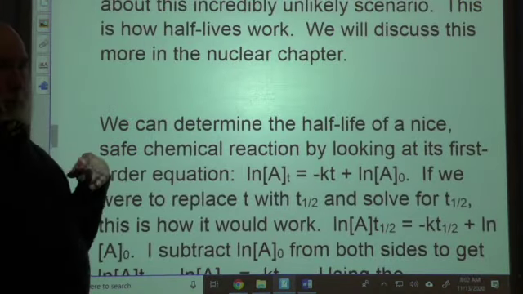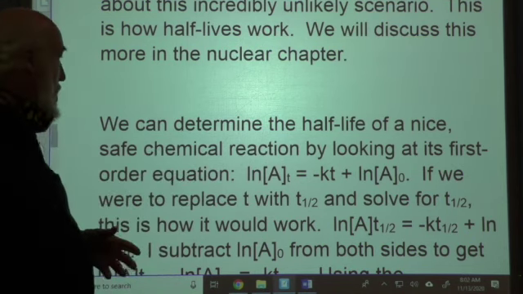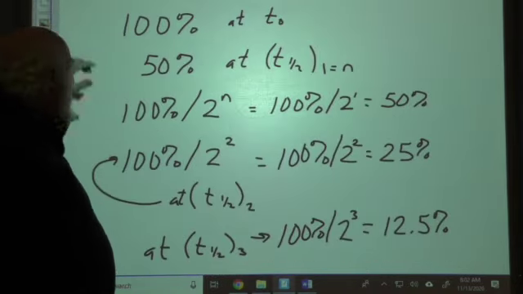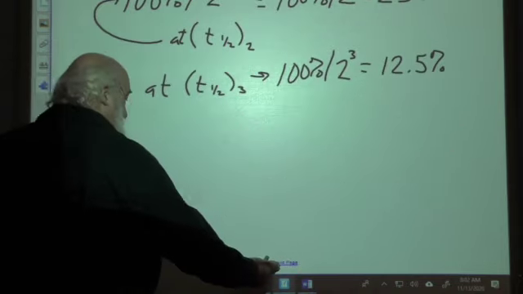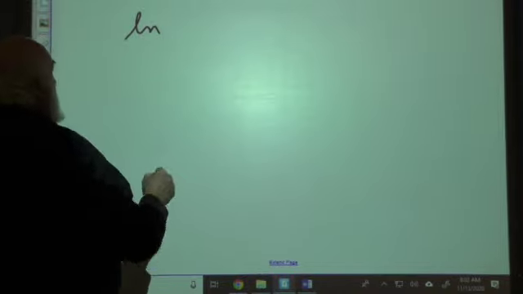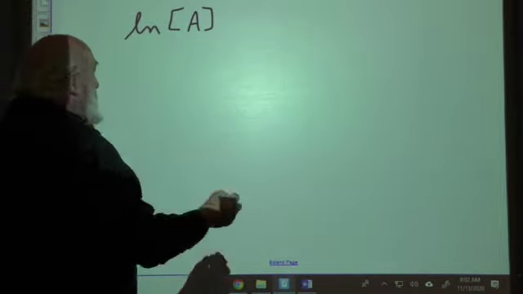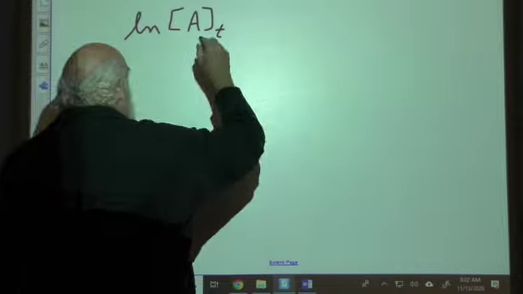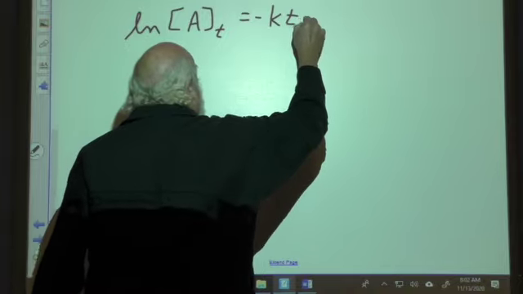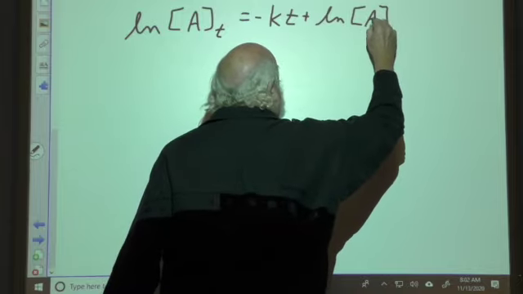But the science of that is all based on first order half-life reactions, which is what we're talking about. So, let's take a look at how we come up with the formula for doing that. We have this first order equation that we've dealt with, and that is that the natural log of some substance at a particular moment in time is equal to negative kT plus the natural log of the substance at the very beginning.